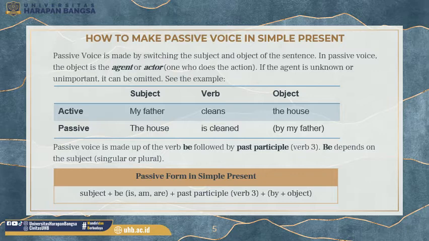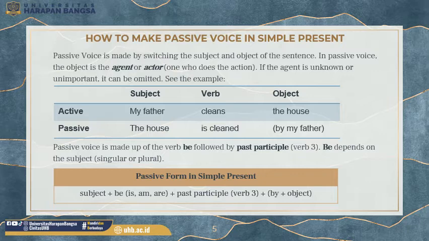Kenapa tidak bisa pakai was atau were? Karena konteks yang kita pakai di sini adalah simple present, masa sekarang. Jadi hanya pakai is, am, atau are. Kemudian tentukan juga subjeknya. Apakah subjeknya tunggal atau jamak? Kalau subjeknya tunggal, misalnya he, she, atau it, maka be-nya adalah is. Kalau subjeknya I, be-nya adalah am.